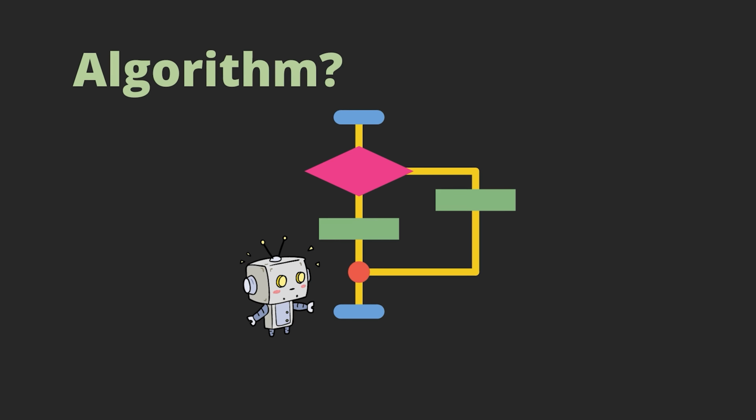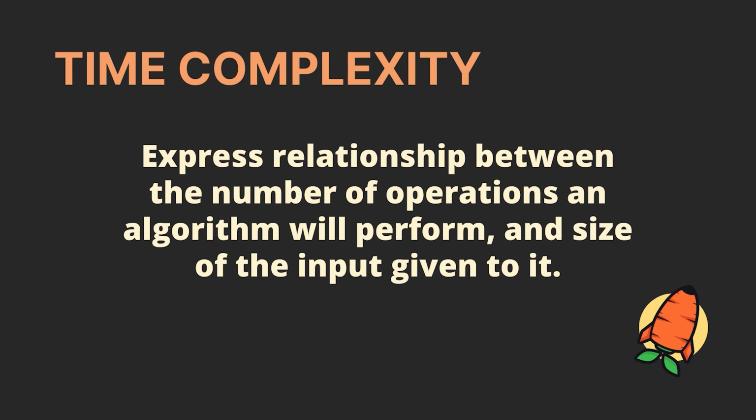An algorithm is any set or collection of steps that are designed to solve a specific problem or perform a specific task. That's pretty straightforward, right? So what does this have to do with time complexity? Well, time complexity is about expressing the relationship between the number of operations or steps an algorithm will perform and the size of the input that is given to it.